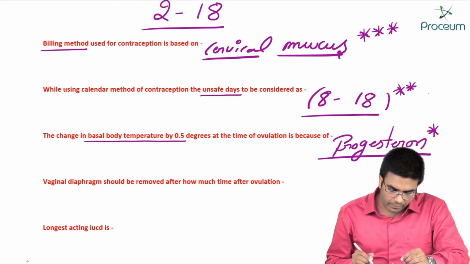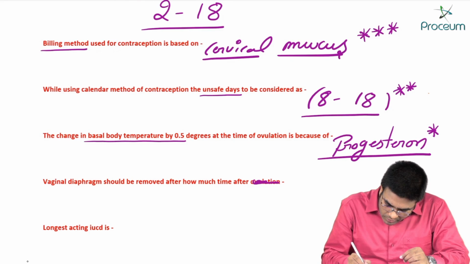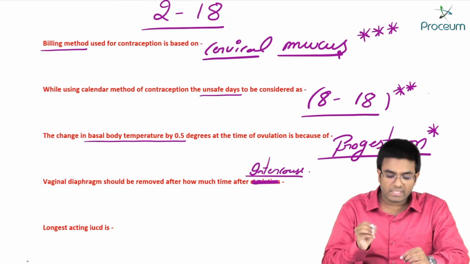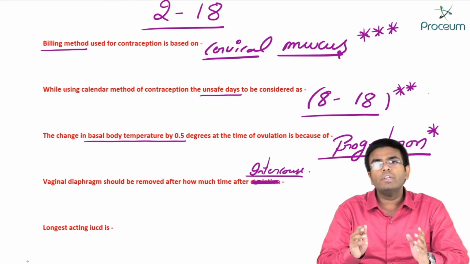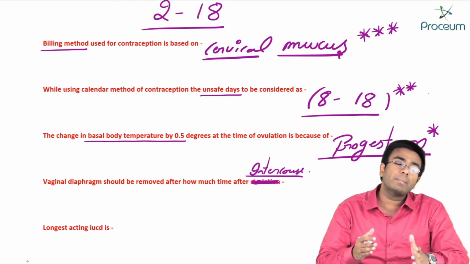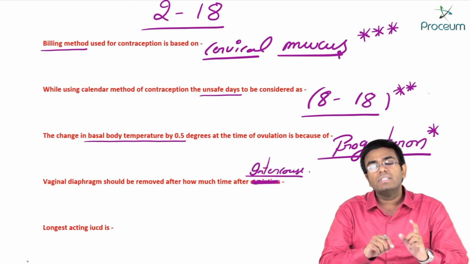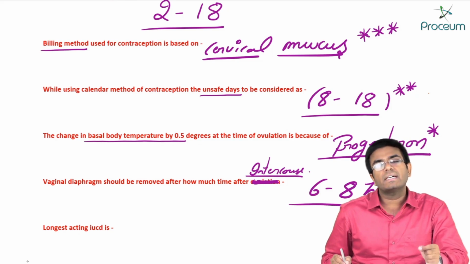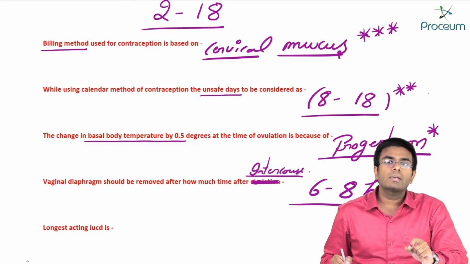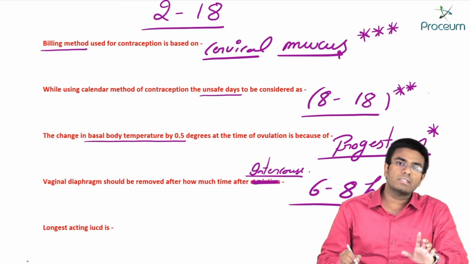Now, vaginal diaphragm should be removed after how much time after intercourse? Okay, just a typing mistake. Guys, remember, we know that these vaginal diaphragms act as a barrier method of contraception. So, after intercourse, after how much time should this diaphragm be removed? These diaphragms should not be removed immediately after intercourse. At least after 6 to 8 hours, these vaginal diaphragms are removed. And these vaginal diaphragms should not be kept for more than 24 hours. That also keep in mind.